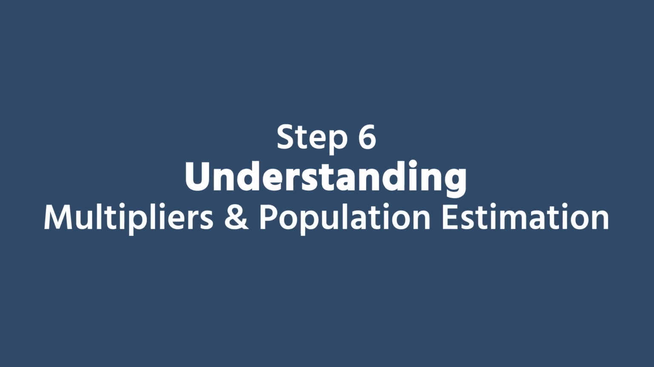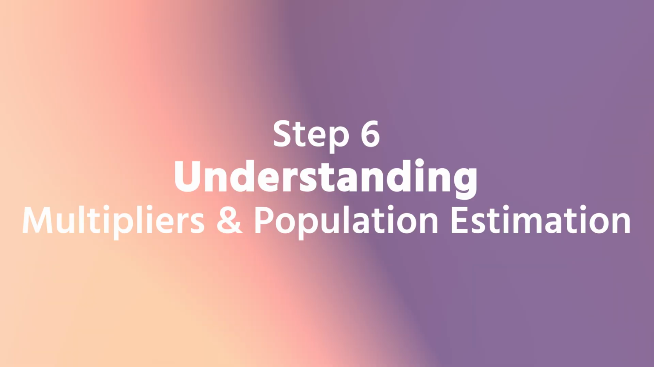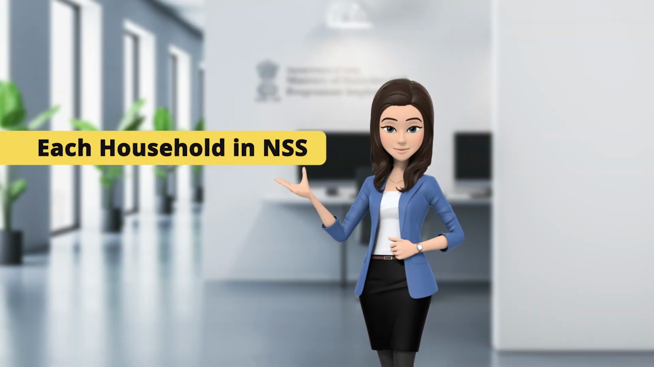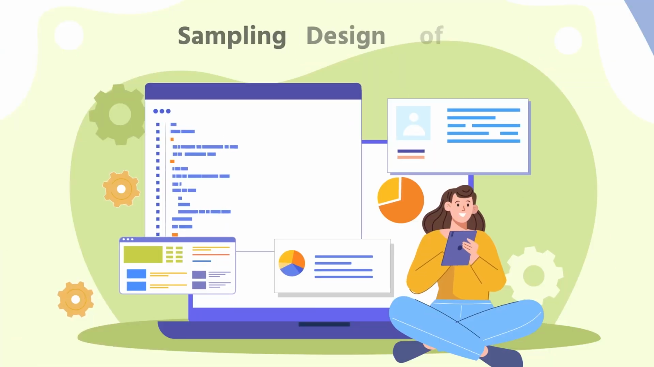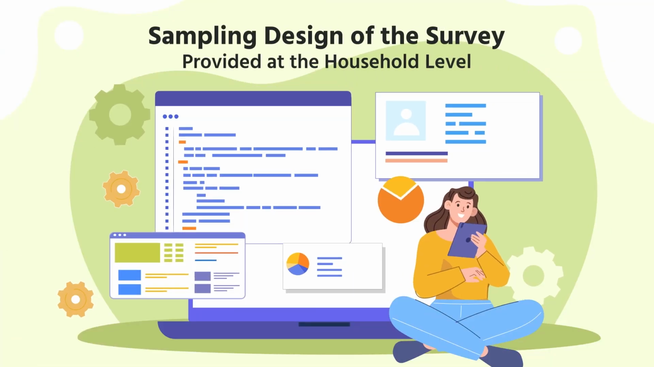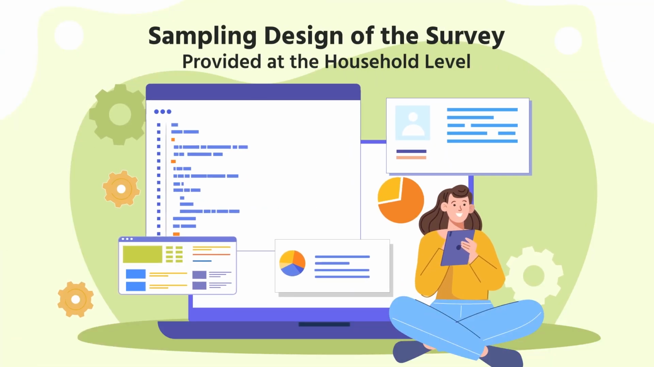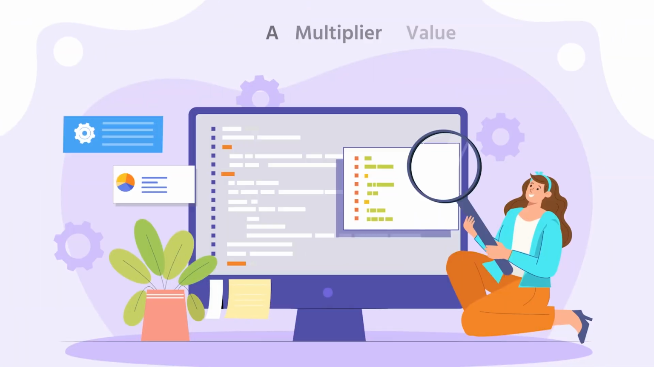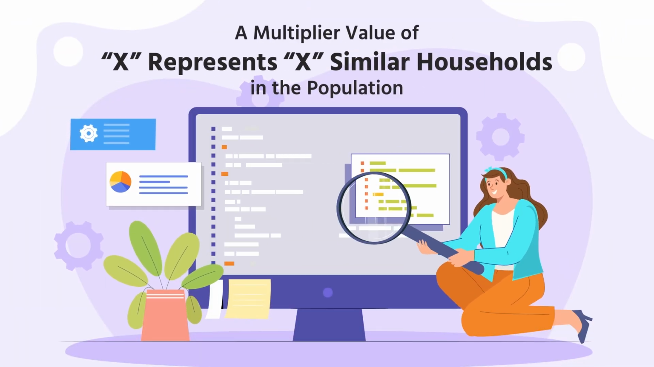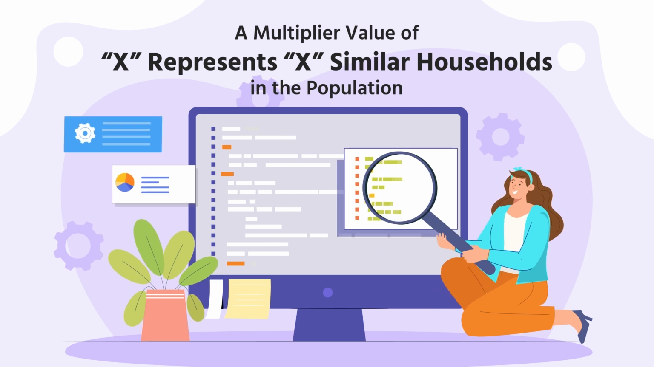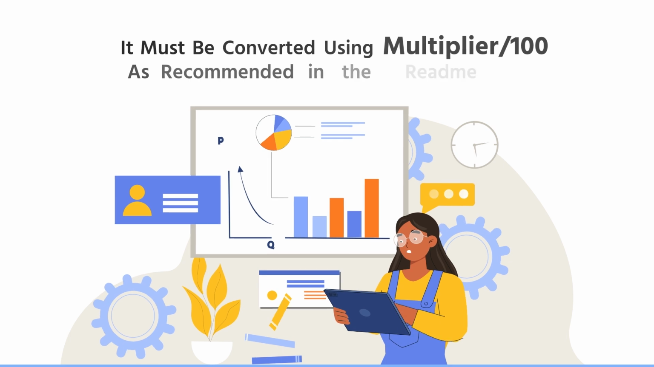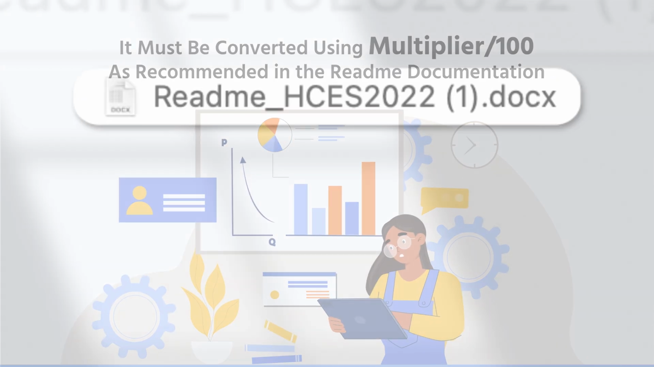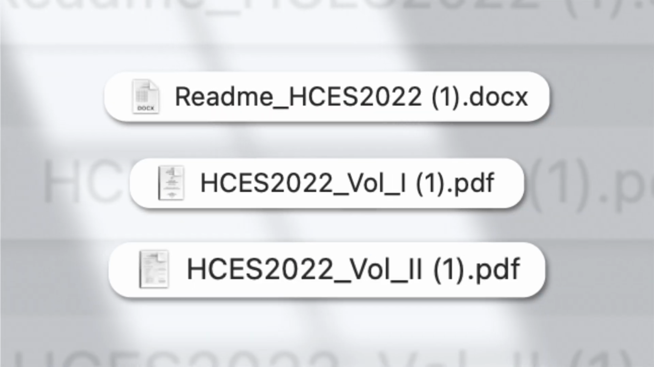Understanding multipliers and population estimation. Each household in NSS surveys is assigned a multiplier factor to scale sample data to population estimates. This factor is calculated based on the sampling design of the survey. They are provided at the household level. A household with a multiplier value of X represents X similar households in the population. Before using the multiplier, it must be divided by 100, as recommended in the README documentation.